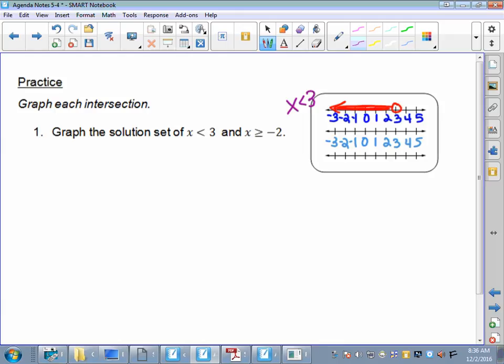I'm going to graph on this second line, x is greater than or equal to negative 2. So that means I'm going to have a closed circle at negative 2. And if it's greater than, it's got to be going to the right, getting larger. The final one, and some of you will not need the top two lines, the final one is where I look to see the and. Both parts overlap.